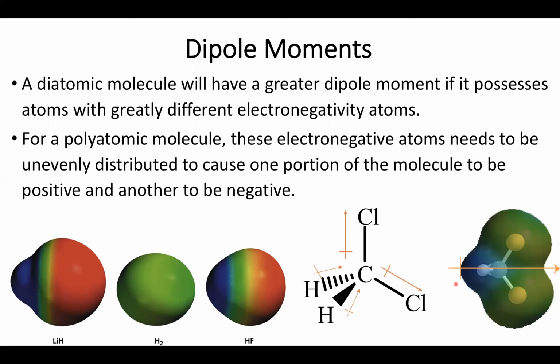Now, this gives us the idea of dipole moments. So this is just going to be a measure of polarity. Which side is positive? Which side is negative? Can I line up the charges?